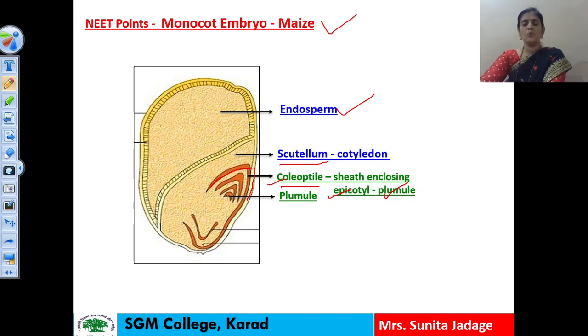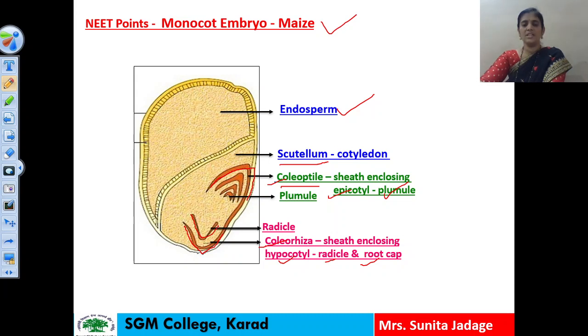Afterwards, the lower portion here is also showing one sheath-like structure. This sheath-like structure you can observe here, which is known as a coleorhiza. This is the lower sheath which is enclosing the hypocotyl, which is covering the radicle and root cap. Okay. And this is the structure of radicle or root cap which is forming the root-like structure.